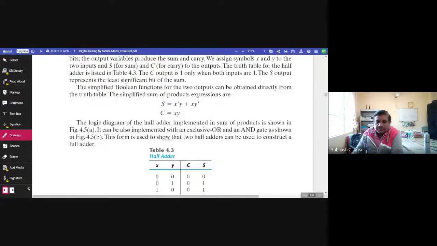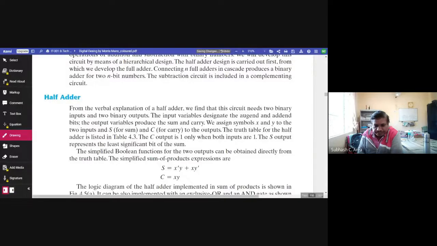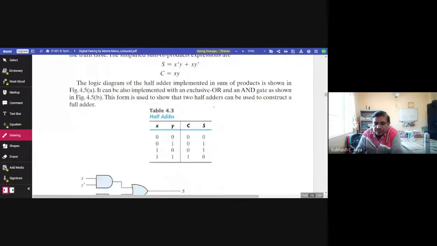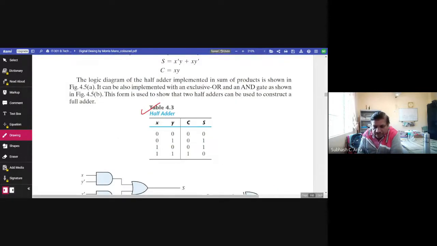So half adder. Half adder is a combinational circuit which adds 2-bit numbers. This is a table. The two bits are X and Y. With the help of 2-bit numbers, there are four possible combinations: 0 0, 0 1, 1 0, 1 1. In the half adder, if a 2-bit input is there, then what are the outputs? There are two outputs: one is called sum and the other is called carry.